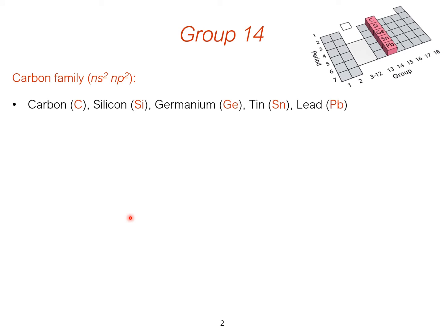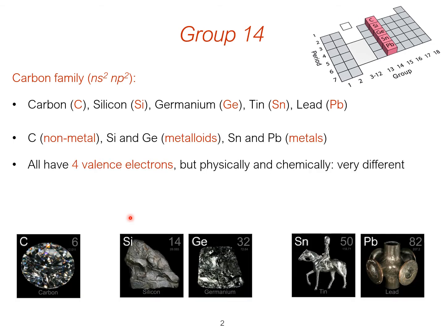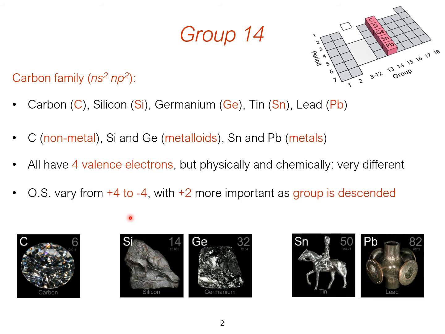It contains carbon, silicon, germanium, tin and lead. And yeah, it also contains a bit of everything structure-wise. So carbon's a non-metal, silicon and germanium are metalloids or semi-metals, and tin and lead are metals. They've all got 4 valence electrons, but they're physically and chemically very different from each other. And the oxidation states here vary from +4 to -4.